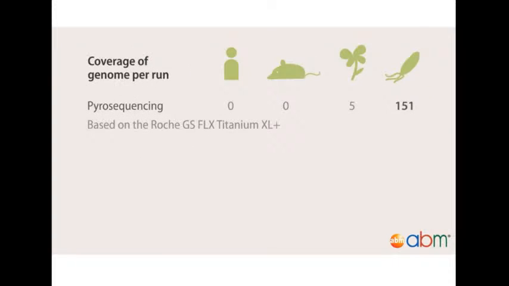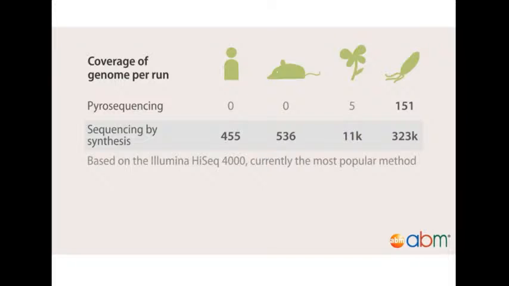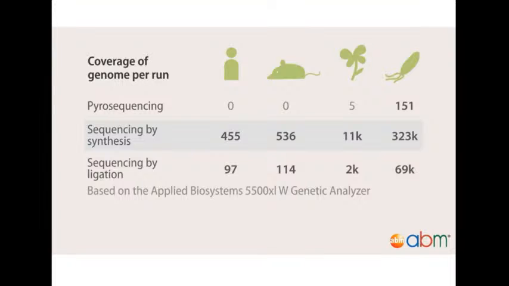As can be seen, the pyrosequencing method is only able to sequence the E. coli genome at enough coverage to result in valid data. The sequencing by synthesis method, which is the most popular method currently on the market, is able to generate hundreds of coverage per run. In fact, with this machine, it is possible to sequence 15 individuals within 3.5 days. The sequencing by ligation method also generates enough coverage for all genomes to be used. However, it isn't capable of generating nearly as much output as the Illumina HiSeq machines.